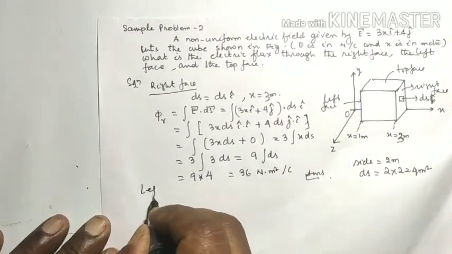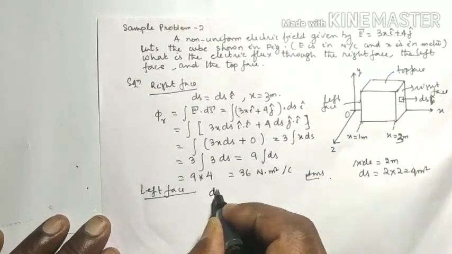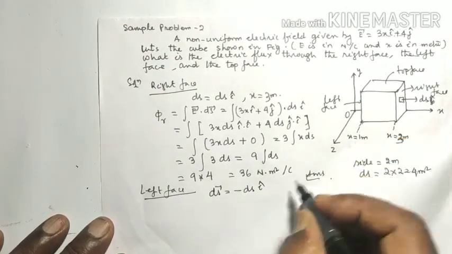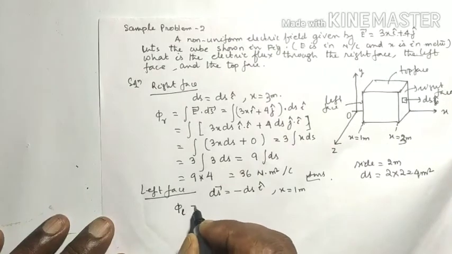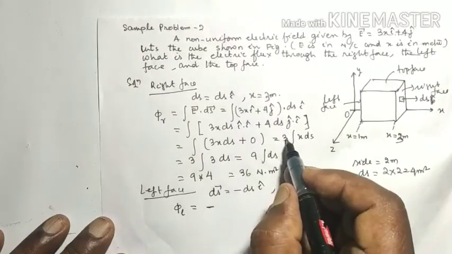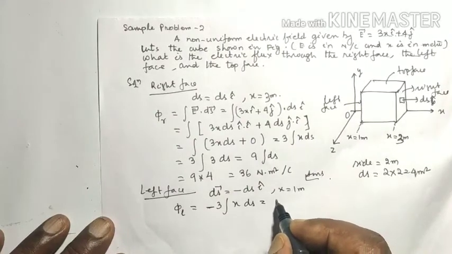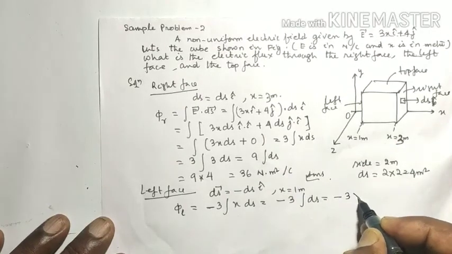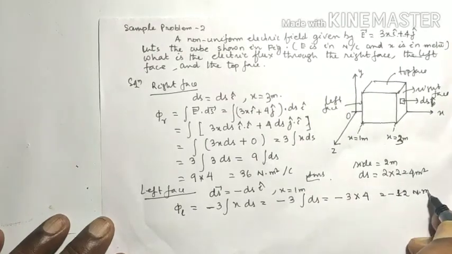Similarly, on left face, so area vector is towards left, that is ds vector is minus ds i cap, and here x equal to 1 meter. So flux on left face, that is phi l is equal to, as ds is here minus i cap, so introduce a sign minus here. Similarly we can integrate this, so minus 3 integral of x ds, so that is minus 3, x is 1, 3 into integral of ds, that is equal to minus 3 into area is 4, that is minus 12 Newton square meter per Coulomb.